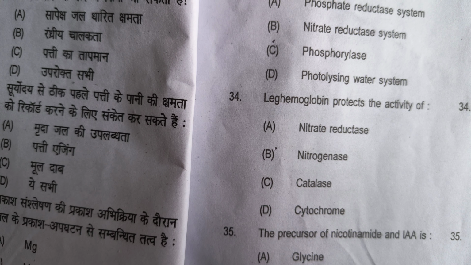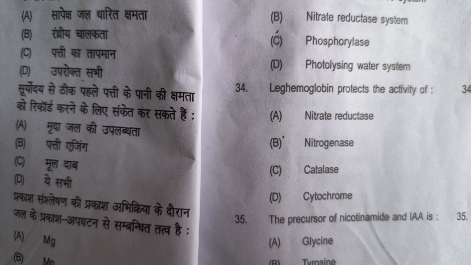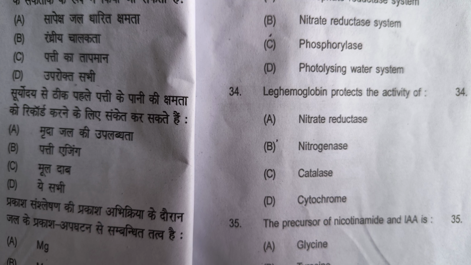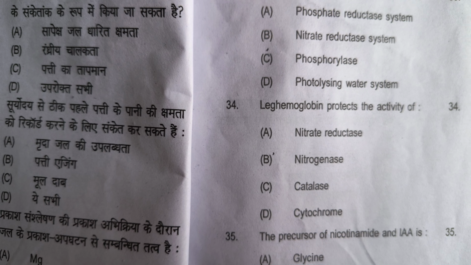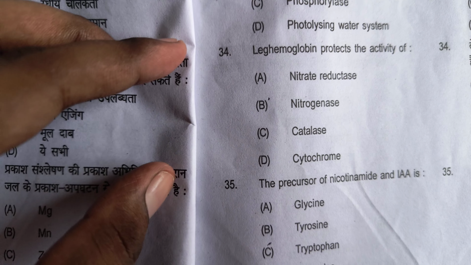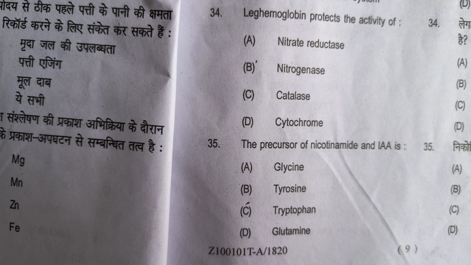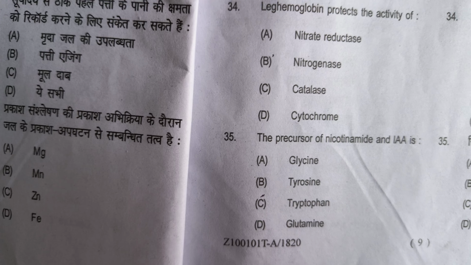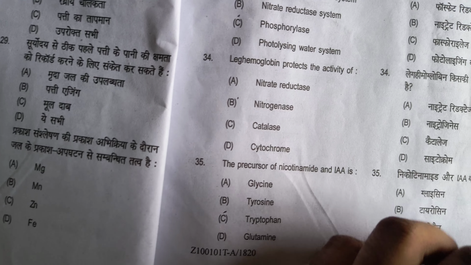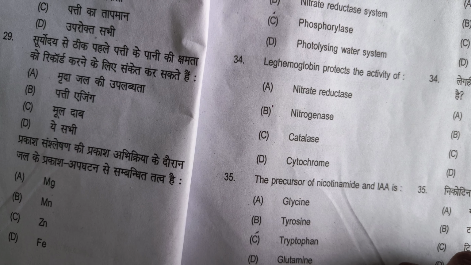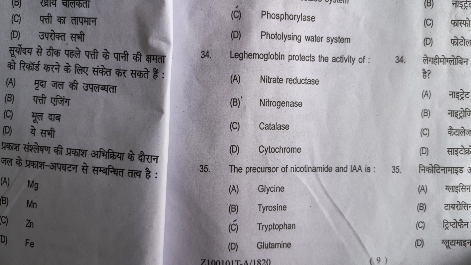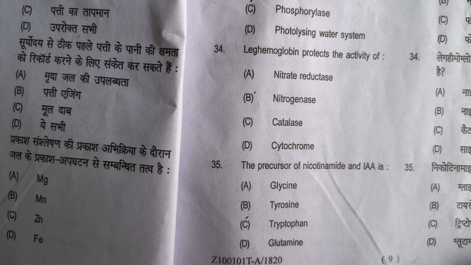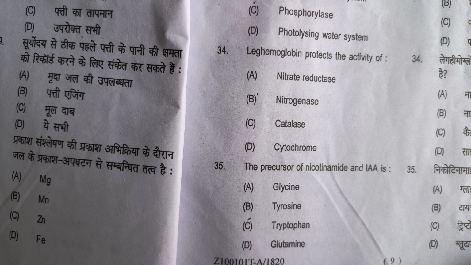Next, leghemoglobin protects the activity of nitrogenase. Option B is correct. The precursor of IAA is tryptophan.